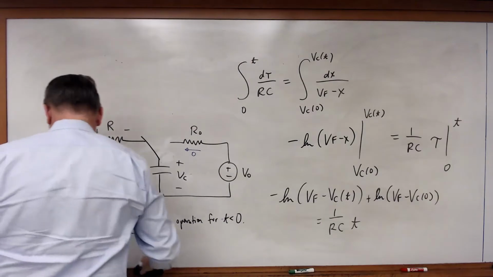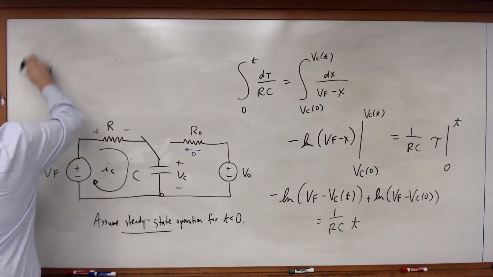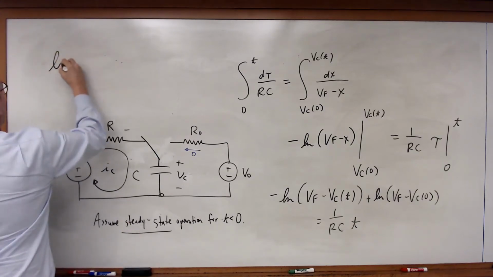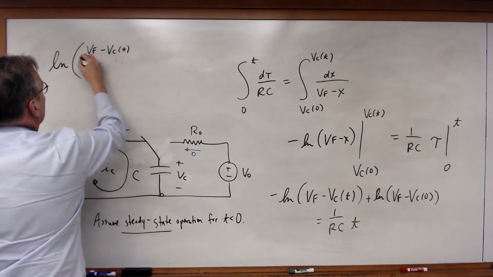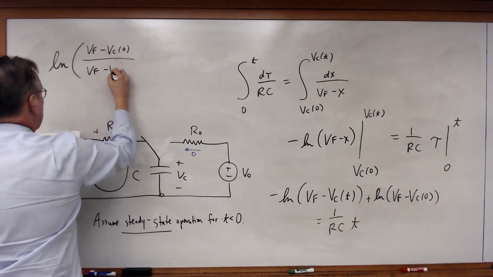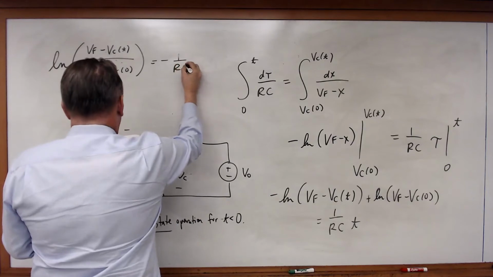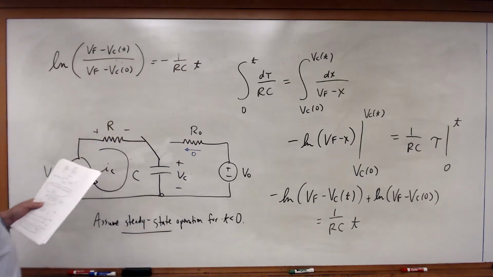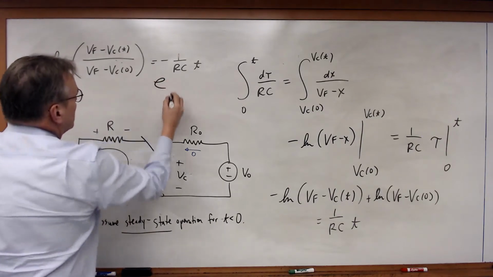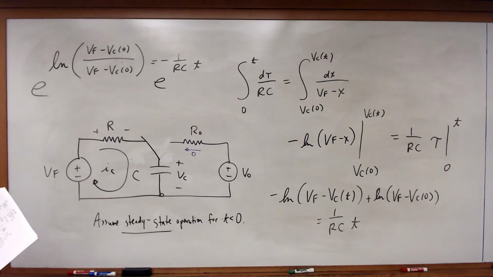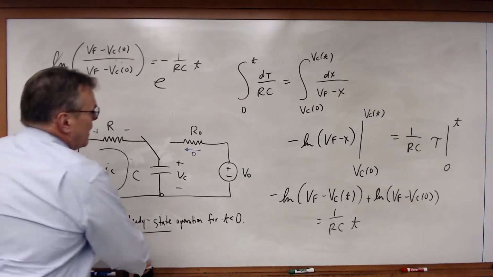And I'll get the following. The natural log of Vf minus Vc of t divided by Vf minus Vc of 0 is equal to minus 1 over Rc times t. And now I'm going to raise both sides to the exponential power. The exponential and natural log terms will cancel, and I'll get the following.